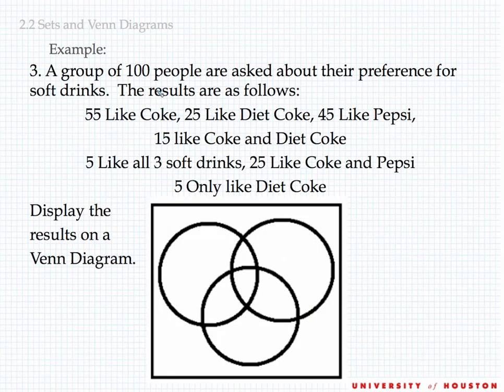We can also use Venn diagrams to represent numerical problems. Here we have a group of 100 people total, and their preferences of soft drinks are listed below. First, let's label our sets. We have three different kinds of drinks. We have Coke, we have Diet Coke, and we have Pepsi.